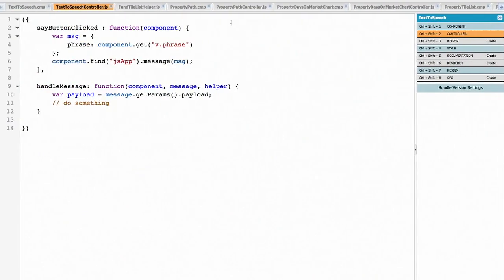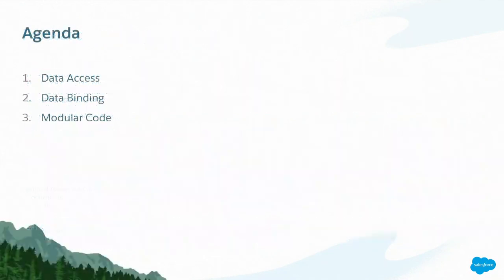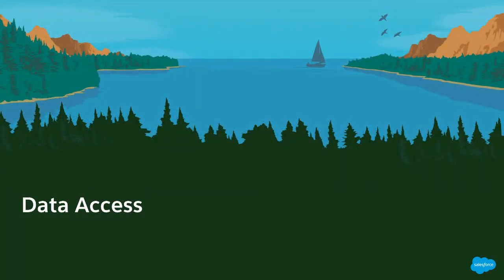All right, so that was the Lightning container component, and we haven't even started. So what are we going to talk about in addition to that? We're going to talk about advanced techniques to do data access, data binding, and also write modular code. Not trivial stuff, really more advanced techniques. So let's get started right away with data access.